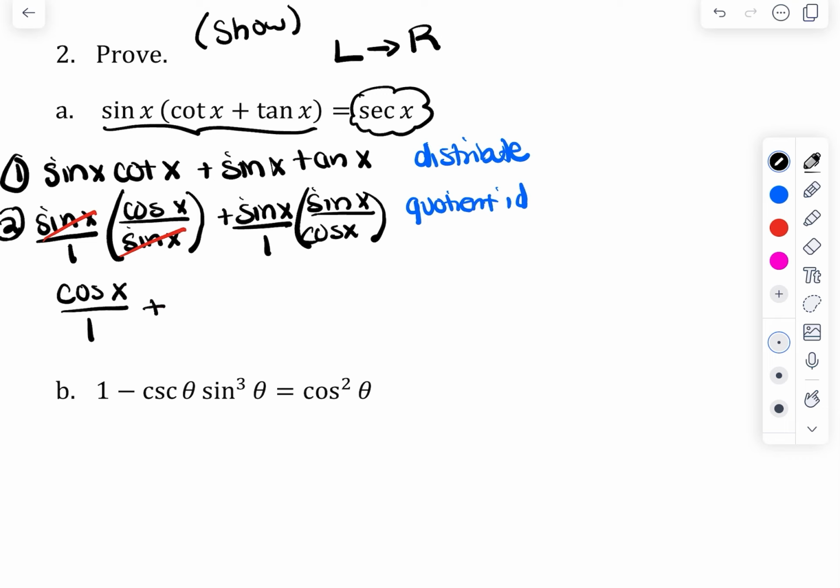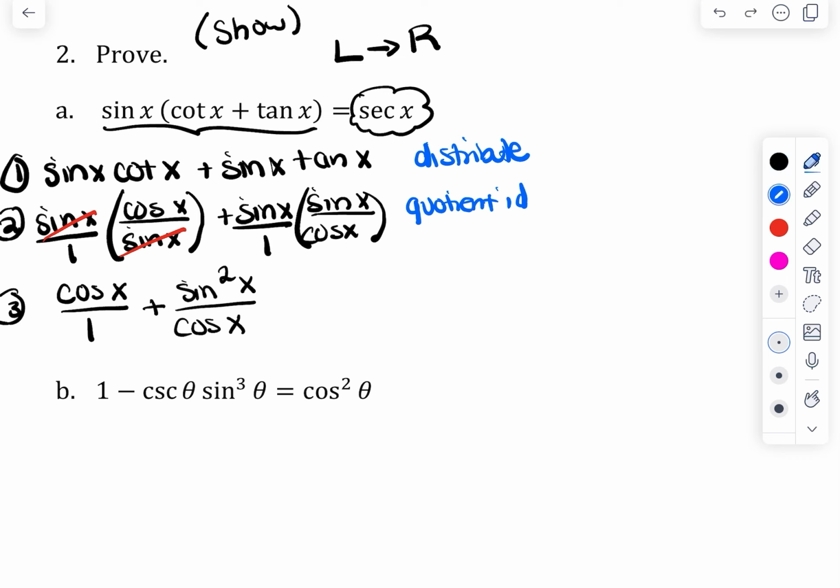And in the second one, it doesn't cancel. So I have sine x times sine x, so I have sine squared x over 1 times cosine, which is cosine. This is a very good time to again say that writing it like this would be wrong. It's not the x that's being squared, it is the sine that's being squared. Okay, so here, we just multiplied, right?